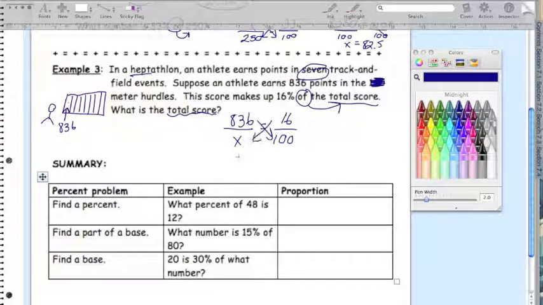We are ready to solve. 16x equals 83600 divided by 16. On both sides, my 16s cancel. X comes over. And 83,600 divided by 16 tells me that the total point score for this competitor is 5,225 points. You did a great job. So again, does that make sense for the total score considering 836 was one event? Yes, that makes perfect sense.